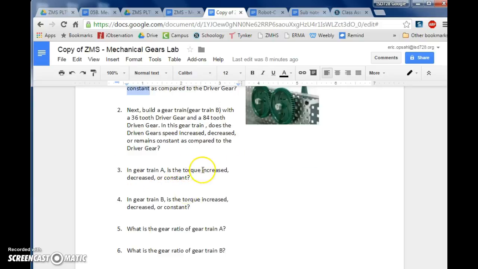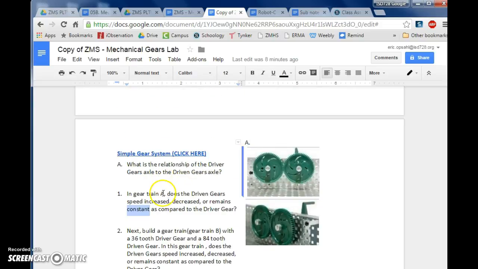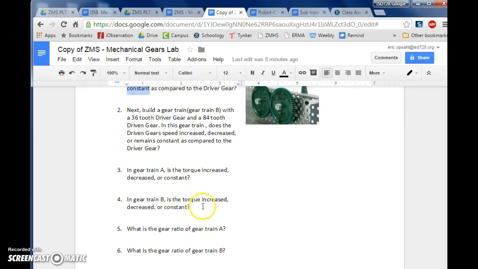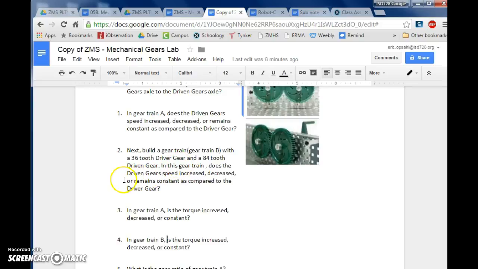Then, as far as torque increased, decreased, constant, what does that mean? Well, in A, if I'm gaining no speed, I'm constant, I'm going to gain no torque. I'm constant. In gear train B, if I am increasing speed, I'm going to decrease torque. They're opposites. If I gain in speed, I lose torque. If I lose speed, I gain torque.